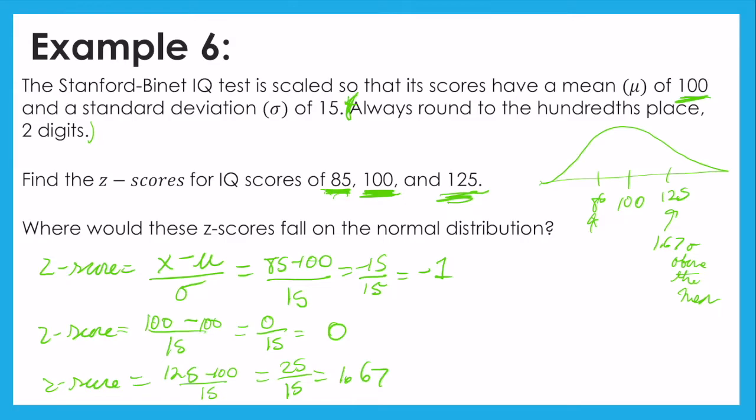85 is negative 1 standard deviations below the mean. So that'd just be 1 standard deviation below the mean. And we know that because my z-score is negative. So how can we learn to interpret these z-scores?